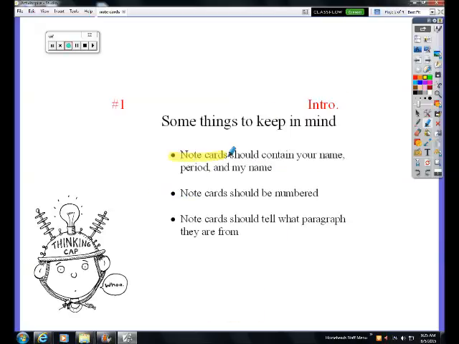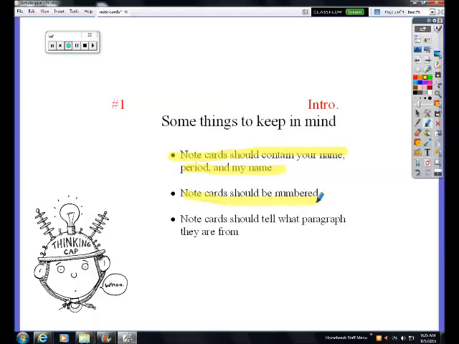Note cards should contain your name, period, and my name. Put this on the back side of the note card. This is important because if your note cards fall out of your binder or you leave them somewhere while you're working on them, they can be easily returned to you without creating extra work or causing you to start over.